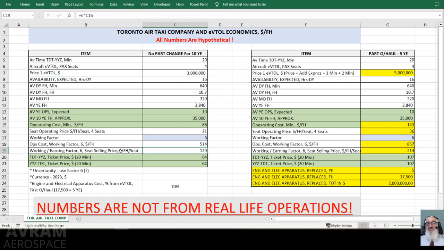Selling price per flight hour per seat is $129, which gives us a ticket price from Toronto downtown to YYZ of $64 for 20 minutes, and YYZ to TDT for the 20-minute return flight is also $64 per seat. I added here some information: uncertainty factor 6, currency 2020 based on the 2023 year, and some additional conditions. Actually, I highlighted them in yellow here, right? I'm going to go one by one.